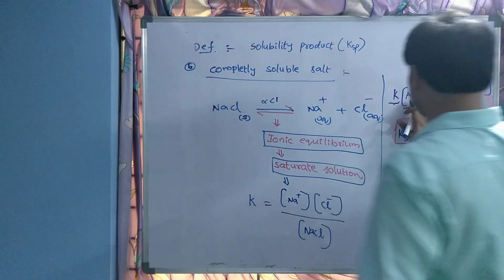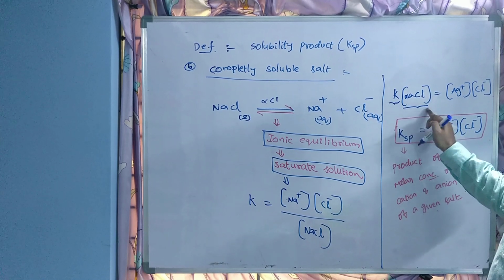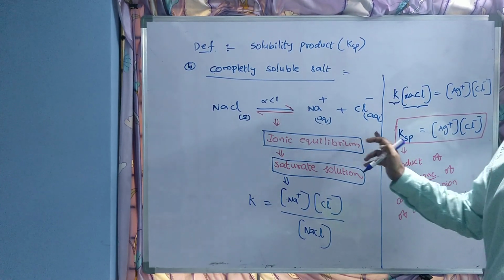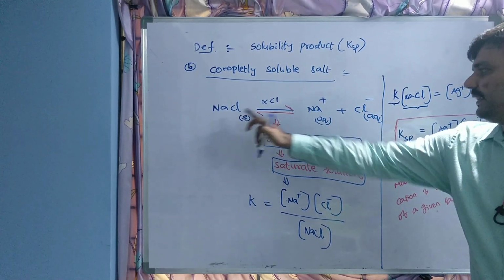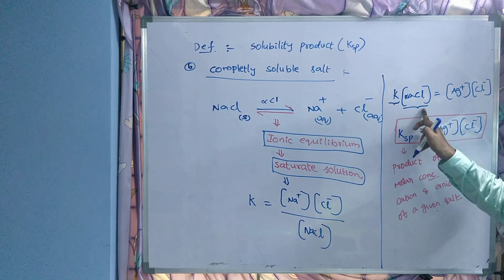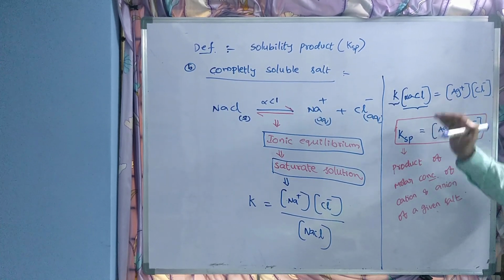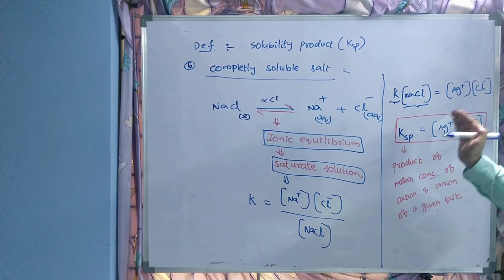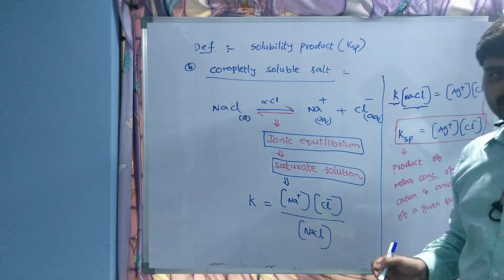Therefore, in this case, here K into NaCl. In this case, the concentration of NaCl changes because it is completely dissociated. Therefore, the initial amount of NaCl and the amount of NaCl left after the reaction are not the same. Therefore, here the KSP is not significant. The solubility product value is not significant for a completely soluble salt.